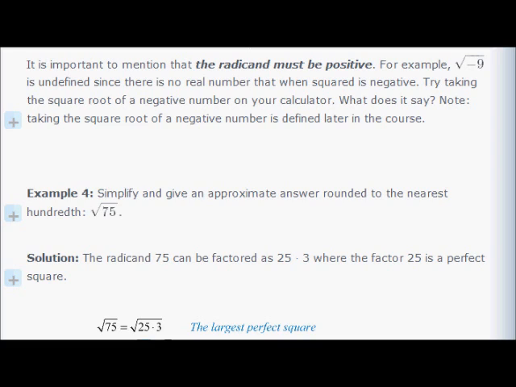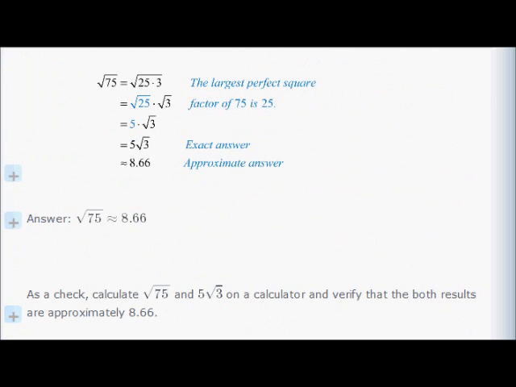Simplify and give an approximate answer rounded to the nearest hundredth of square root of 75. Well, let's break 75 into some primes to help see if there's any perfect squares in there. 75 is equal to 25 times 3, and 25 times 3 is equal to 5 times 5 times 3. So 25 is a perfect square. So we can split up this root 75 into the square root of 25 times 3, which equals root 25 times root 3, and that equals 5 times root 3. And with the calculator, you can find out what root 3 is. Multiply that by 5, and it's approximately equal to 8.66, rounded off to the nearest hundredth, which is the second decimal place.